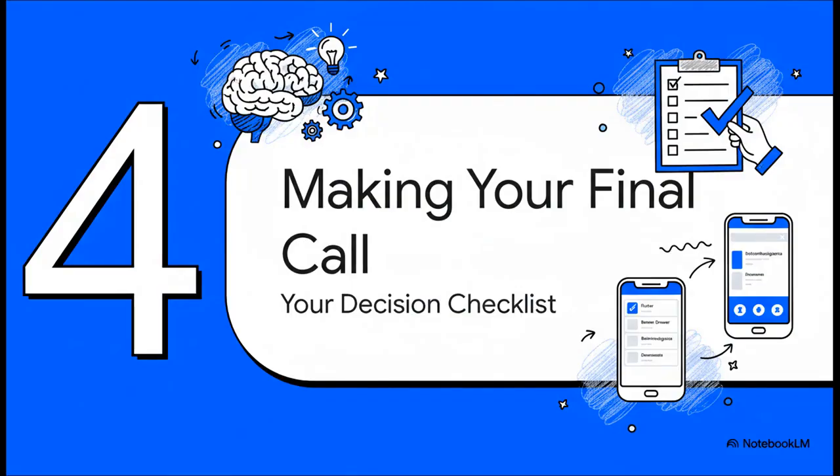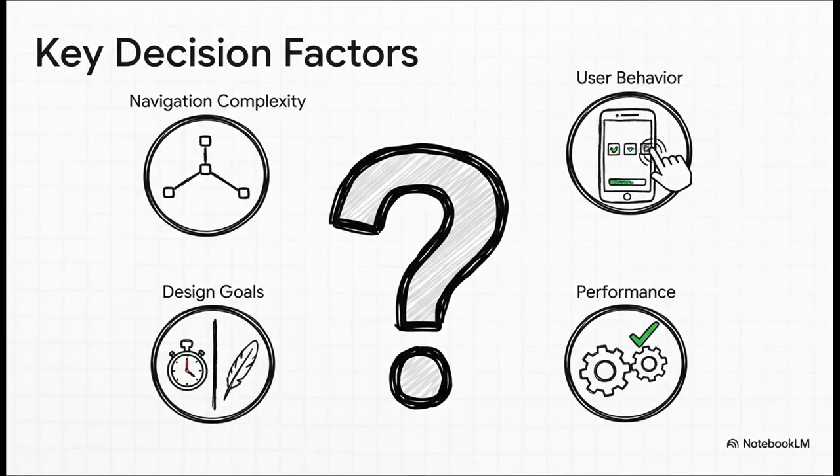Okay, so we've covered the contenders, we've gone through the trade-offs, and we've even looked at the professional strategy. So now, let's put it all together with a final checklist to help you make your call with confidence. When you're making your final decision, just ask yourself these questions. First, what's my navigation complexity? Do I have just a few main pages or a whole bunch of them? Second, think about user behavior. Are they going to be switching sections all the time or staying in one place? Third, what are your design goals? Are you shooting for pure speed or for a clean, simple feel?